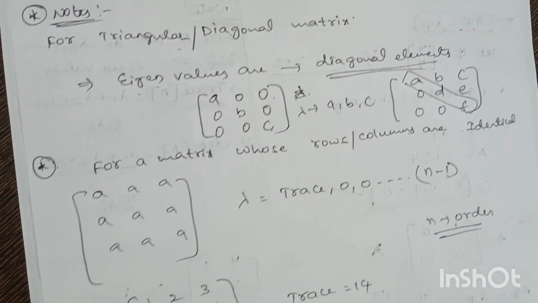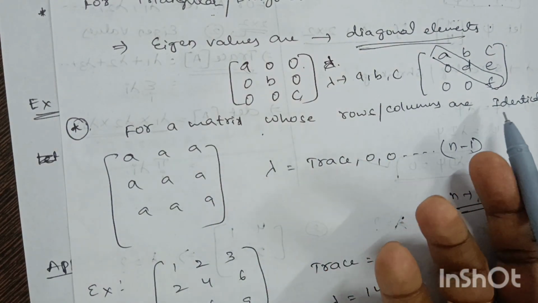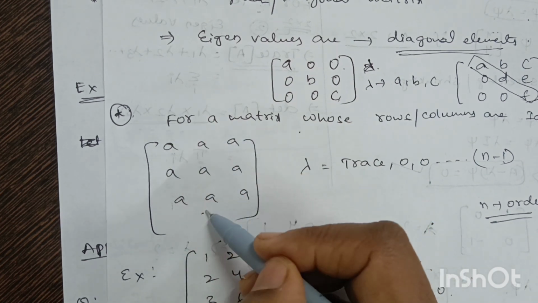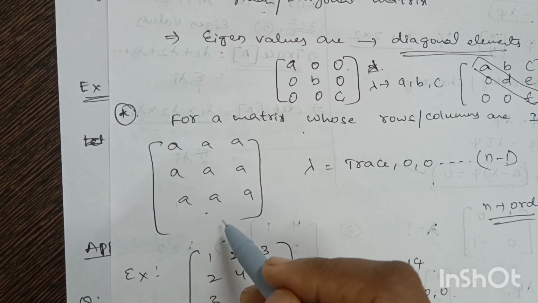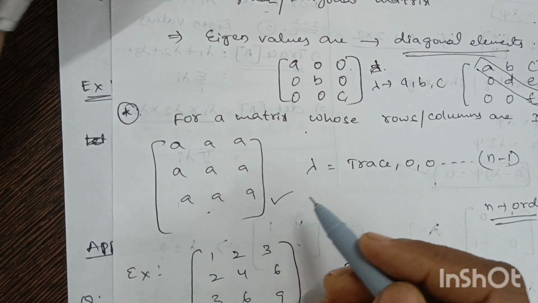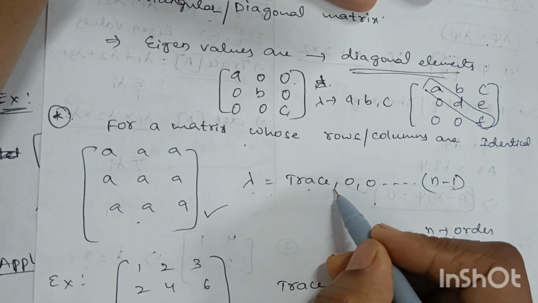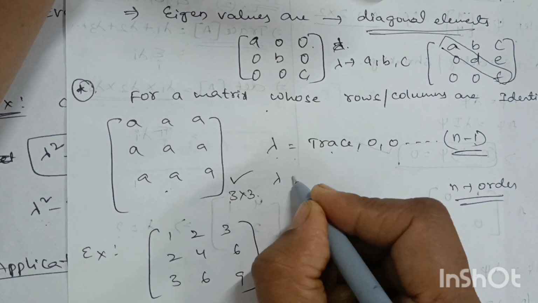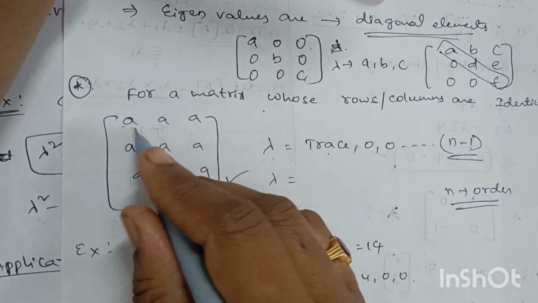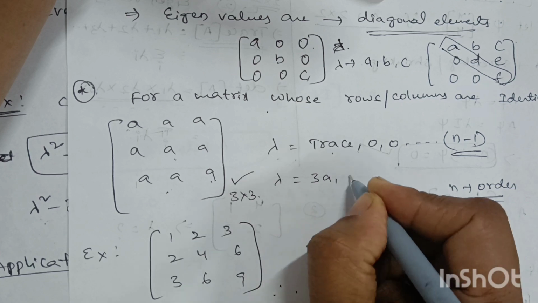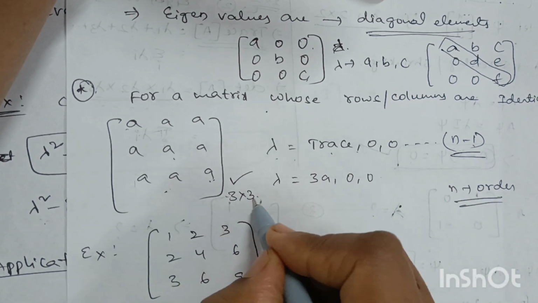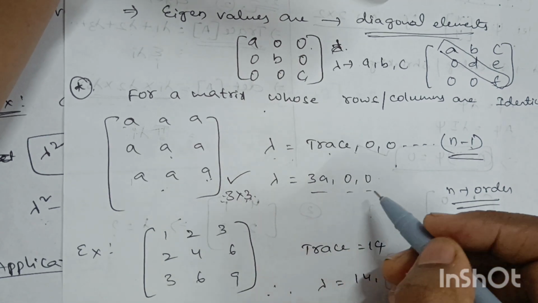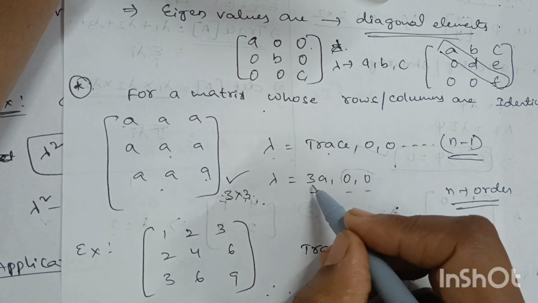Okay, that is eigenvalues. Next, for a matrix whose rows or columns are identical, if two rows are equal, not all three, if only two rows or two columns are equal or all the columns are equal, then what are the eigenvalues? Simply, lambdas are trace, 0, 0. How many zeros? Up to n minus 1. For example, this is a 3 by 3 matrix. The first lambda is the trace, a plus a plus a, the sum of diagonal elements, that is 3a. How many zeros do we need to write? For a 3 by 3 matrix, we need to write 3 lambda values, so here 2 zeros, that is 3 minus 1. So 3a, 0, 0.